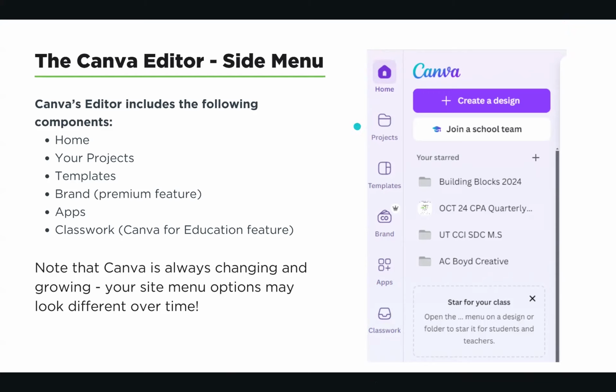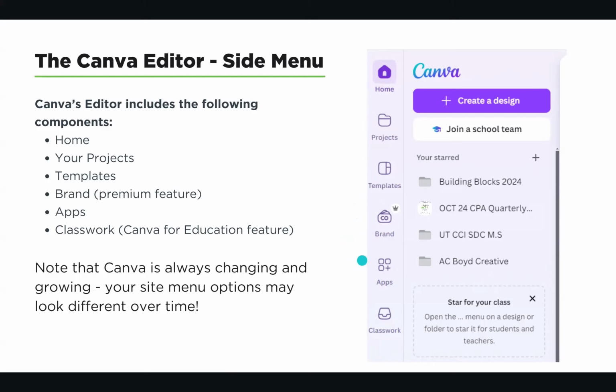There's a projects option that will take you to all of the projects or the designs that you've made because the homepage is a little bit different. The homepage only shows so many. So your projects takes you to everything you've created, as well as anything that's maybe been shared with you by other users. You can also access all of the templates that Canva has available to you directly from this left hand side menu with this option here. There's a brand kit option. That's one of those premium or pro features. Then there's also apps.